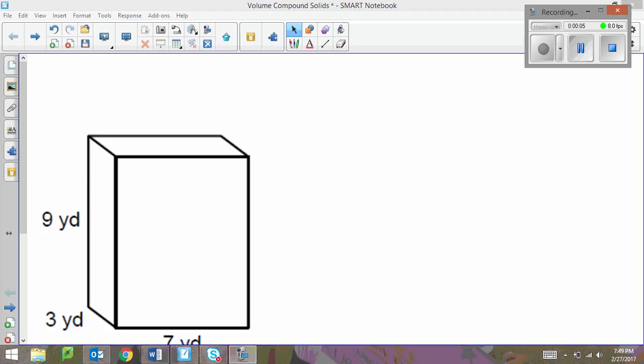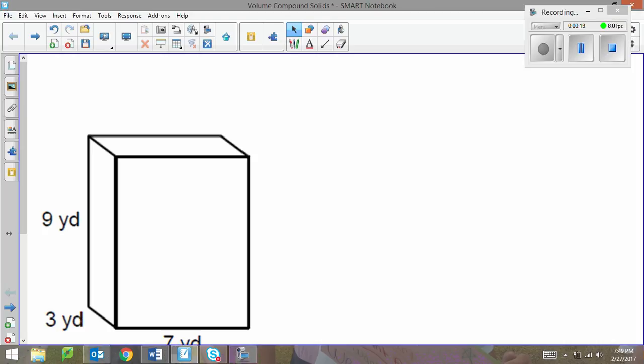I'm Gary Deloach, and in today's video, we are going to be looking at finding the volume of compound solids. Now, before we jump into finding the volume of compound solids, I want to make sure that we review finding the volume of a normal right rectangular prism.